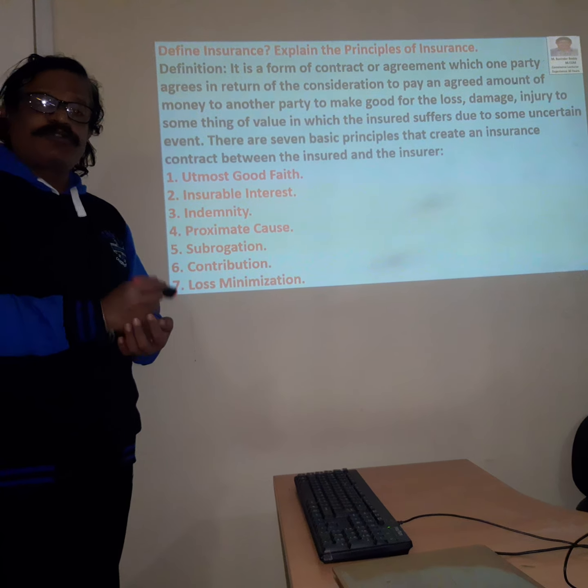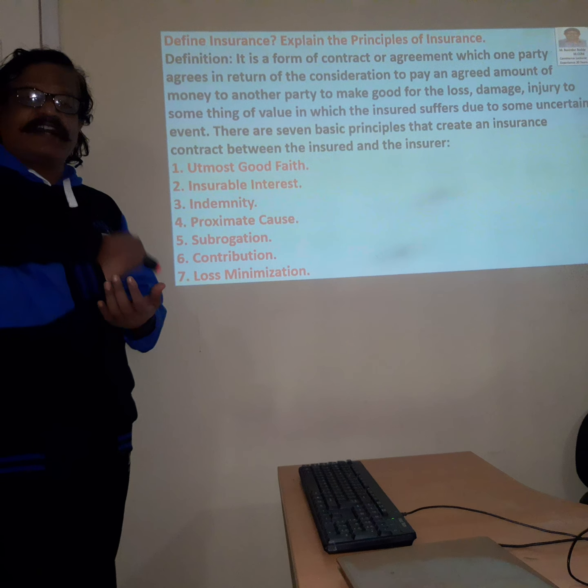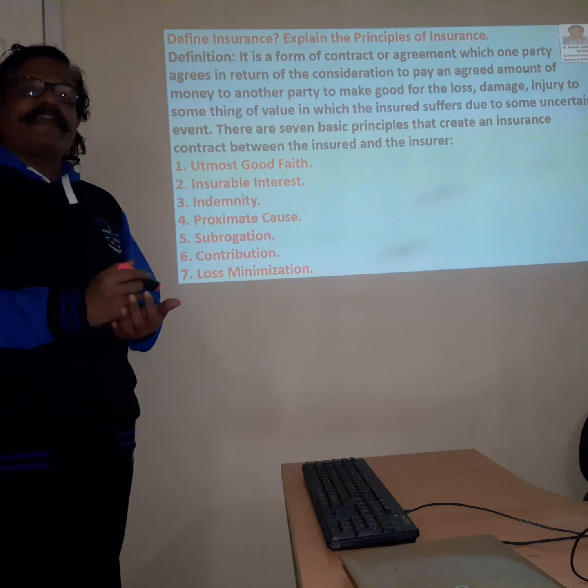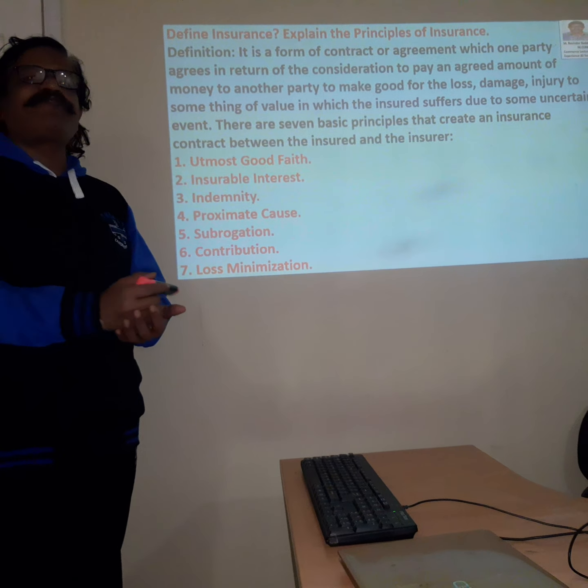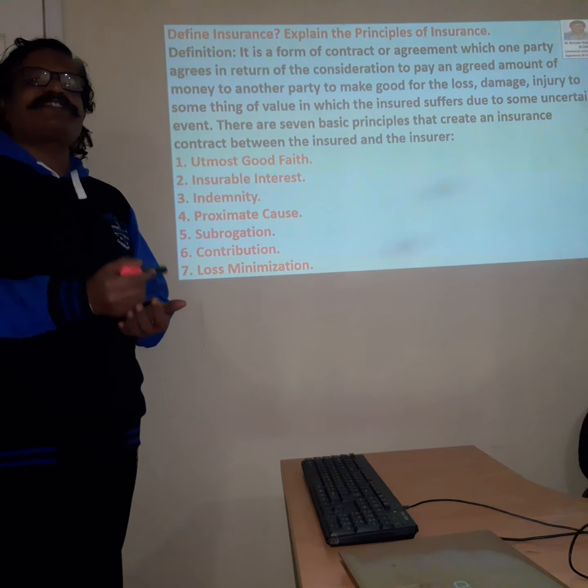Next one, indemnity. According to this principle, insurance is not for making profits. The main aim of the insurance company is that the client, as he was before the incident or accident, should be kept in the same position after something happens also. For that, the insurance company compensates the loss. In any case, you cannot make any profit from insurance.